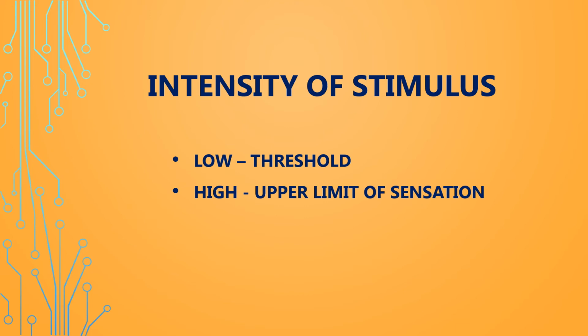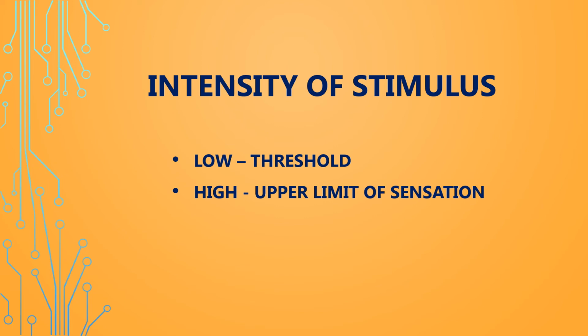The point at which a stimulus becomes intense enough to produce a sensation is called the threshold. So at that point, a stimulus will be able to produce sensation. That point is known as the threshold. As the stimuli become more and more intense, they produce more and more intense sensations. When the stimuli become very intense, they cease to be felt pleasantly altogether, and we feel pain.